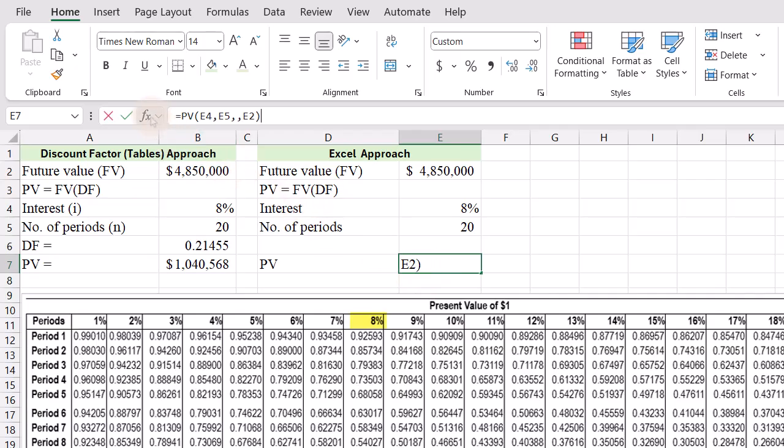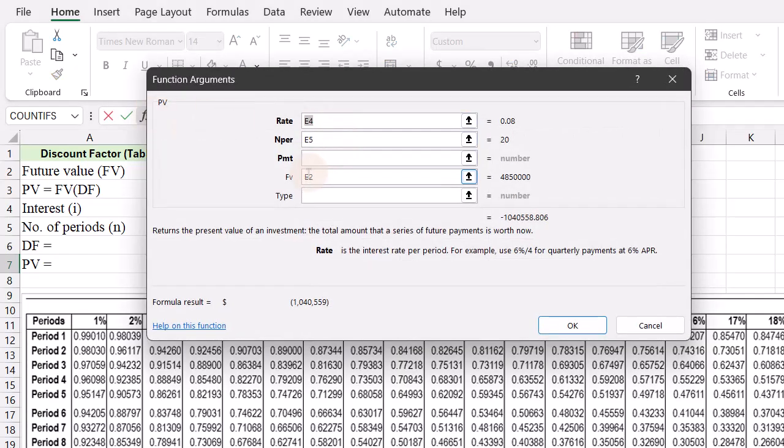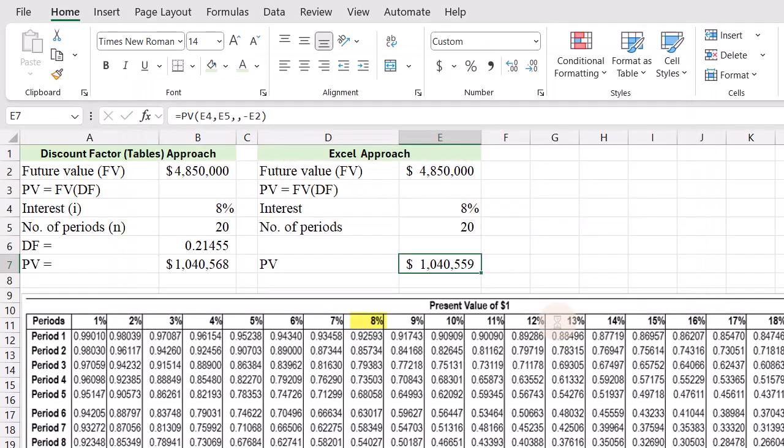So the easiest way is to edit the formula and just say, no, I want to know what's the present value worth equivalent to 4,850. So if I enter that as a negative number, then we get the positive number. Okay, and that's all there is to calculating present value of a dollar if we were to use Excel.